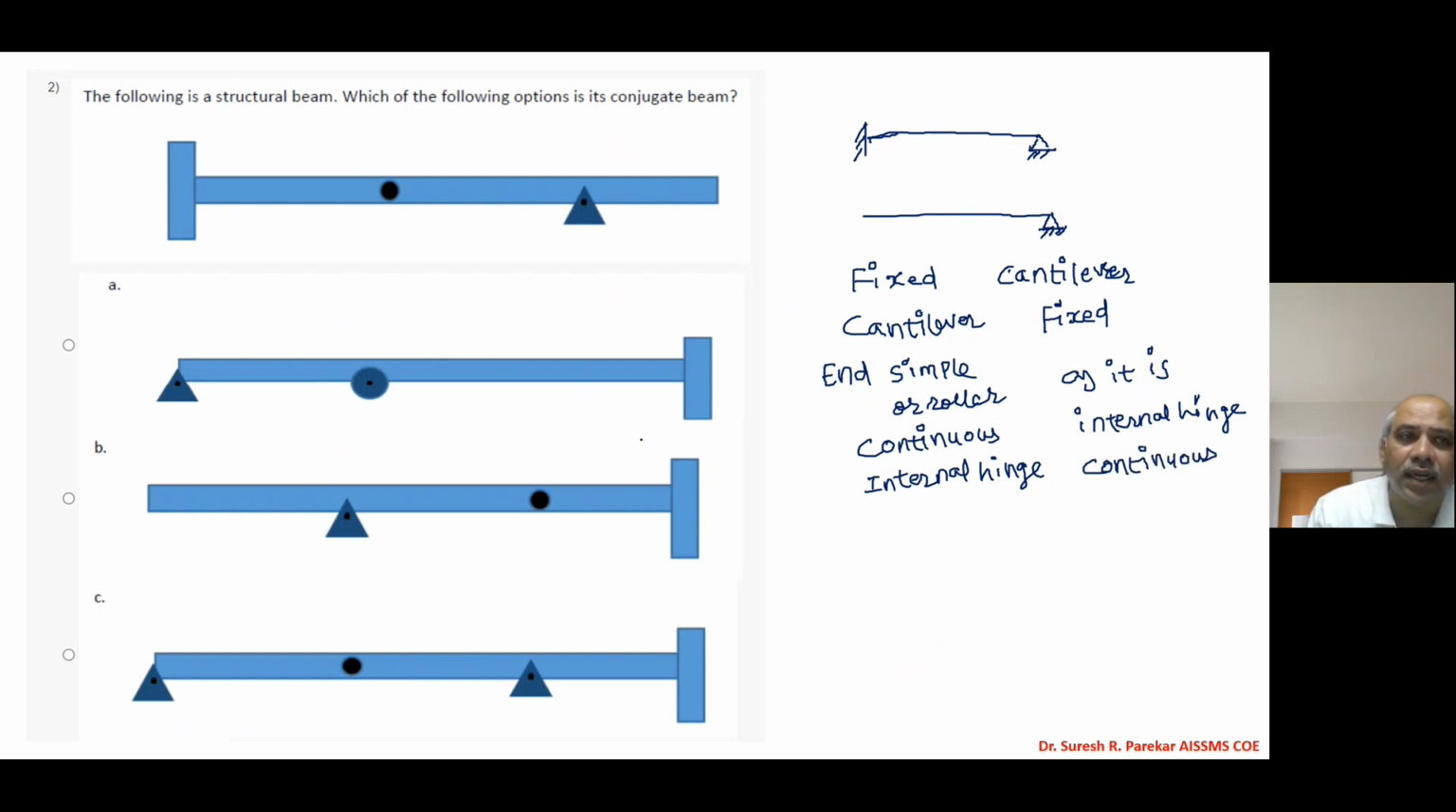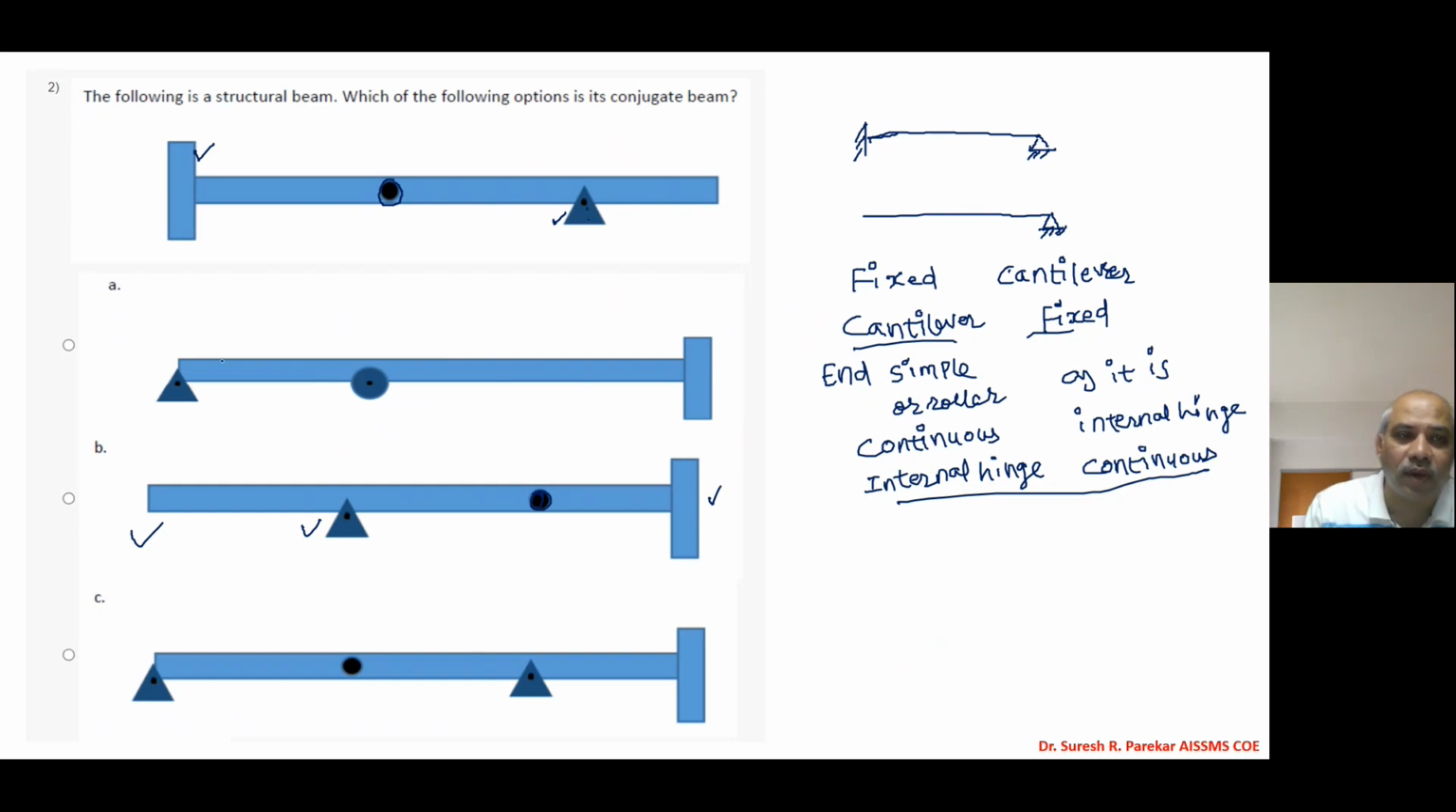Now in this you can see we have this as fixed. Fixed becomes cantilever, so we have only this as cantilever. We need not go through the other options, but we will see the internal hinge also. Internal hinge becomes continuous support, so we have this as continuous support. Then we have this as continuous support because we have an overhang. This is not an end support, and therefore we have internal hinge. And then we have the last fixed end. We know cantilever becomes fixed, so we have this as fixed.